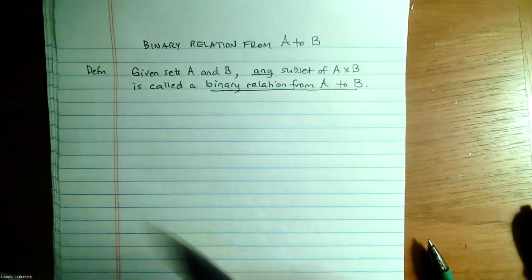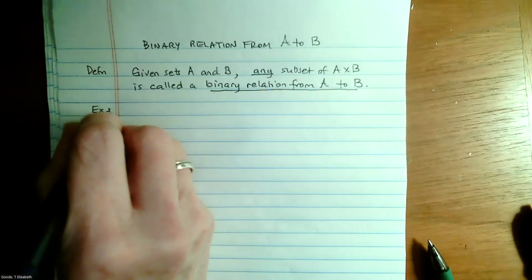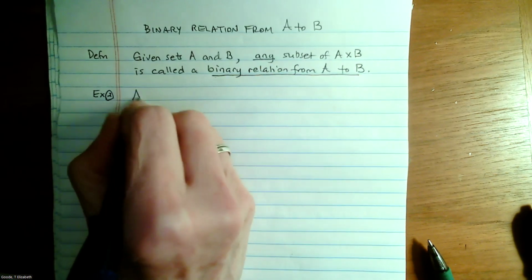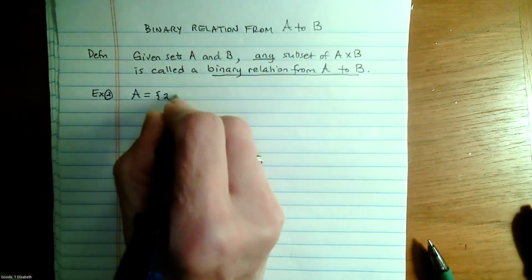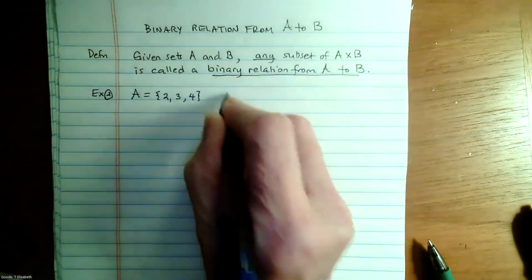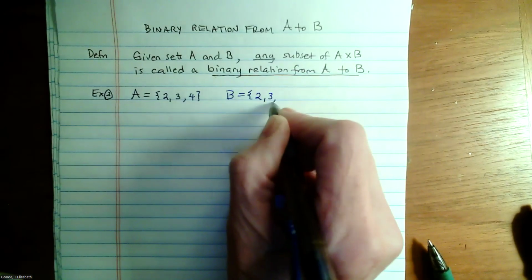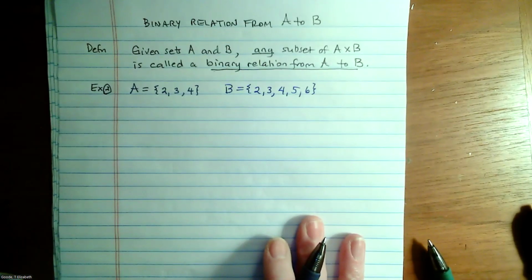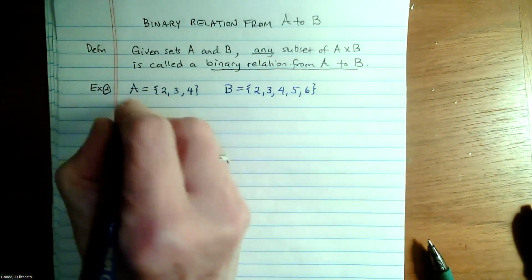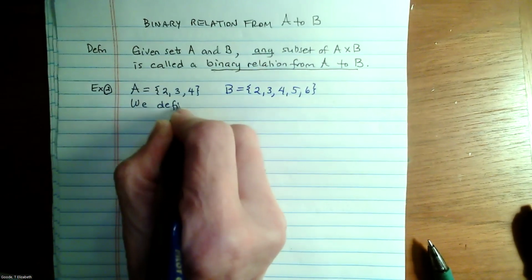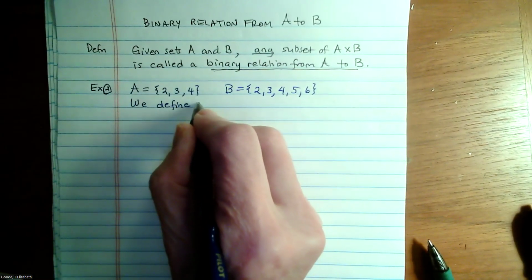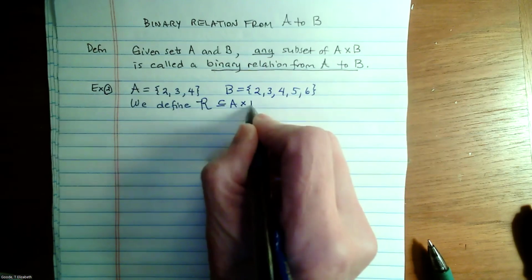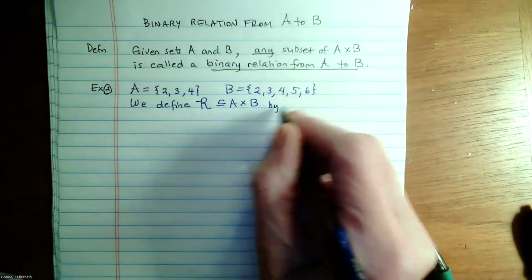So let's look at another example. We can use the same sets A and B, but we can play a different kind of game. Let's say that A is the set again with the elements 2, 3, and 4, and B is the set with the elements 2, 3, 4, 5, and 6. Now we're going to define a binary relation with a rule. We define curly R, a subset of A cross B, by this rule.